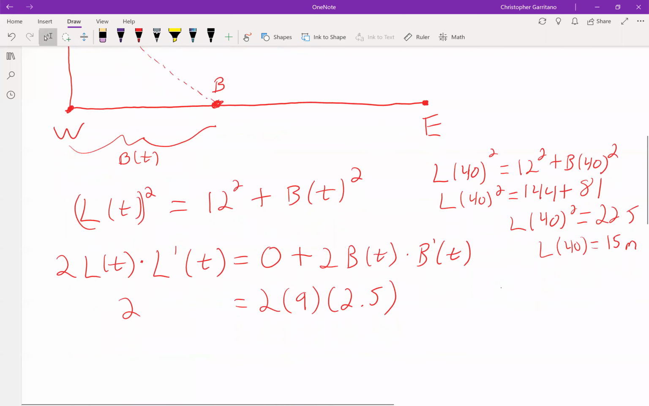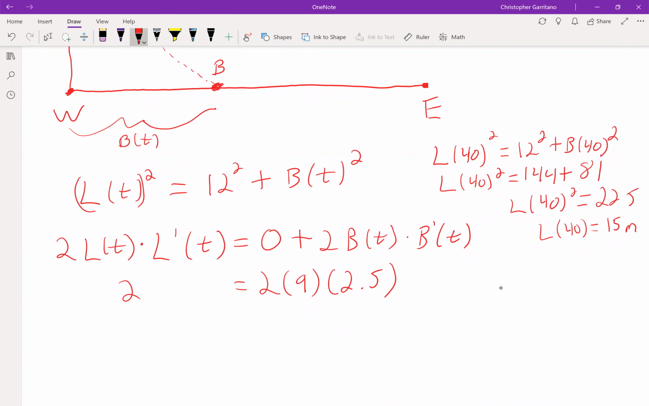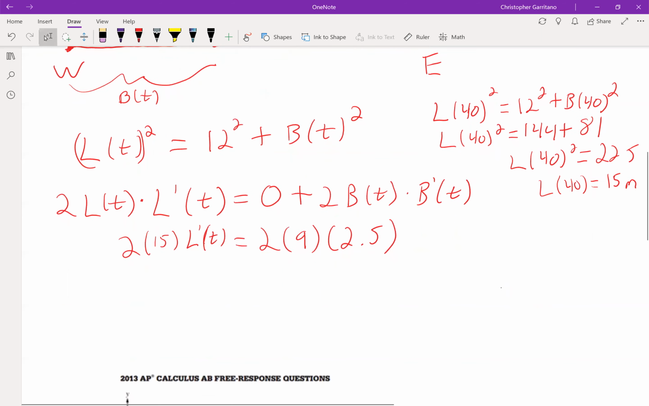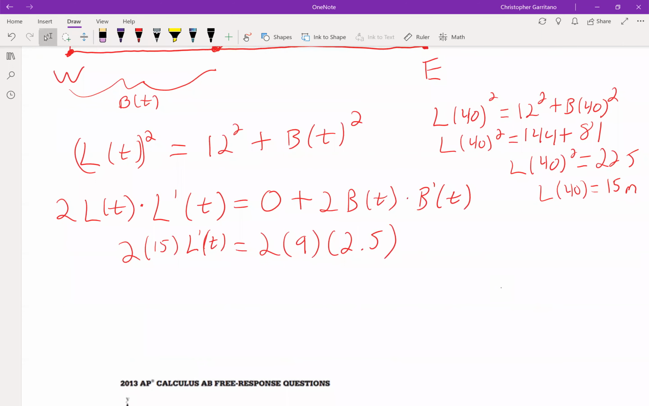And we're going to use that information in this equation down here. So we have 2 times 15 times L prime of t. I still don't know that, but that's what I'm solving for in this problem. And that's the only unknown in this equation, and therefore algebra will solve the problem. So L prime of t is equal to, the 2's are going to cancel, 9 times 2.5, use parentheses, all over 15, and whatever that happens to be.